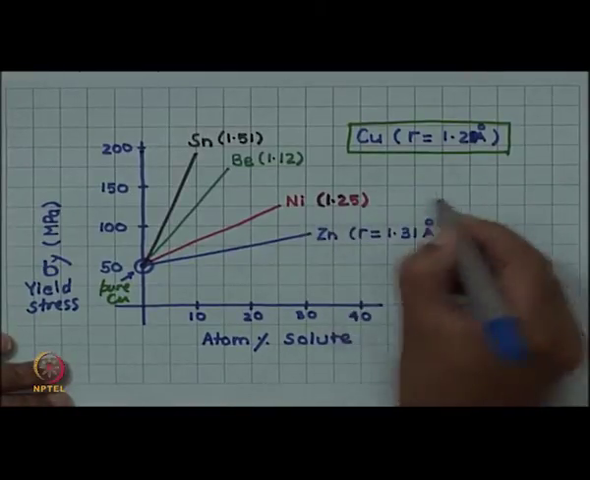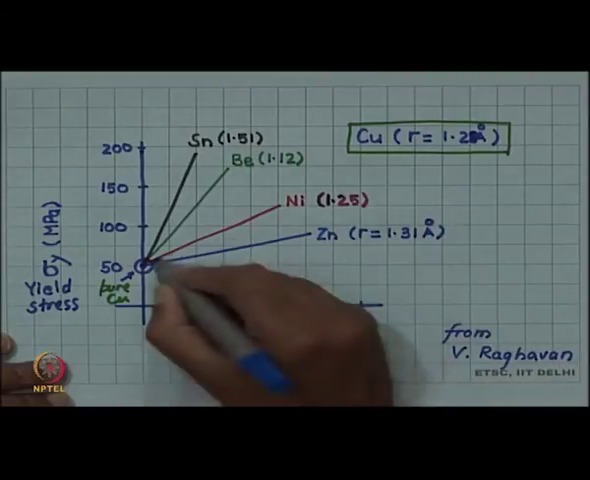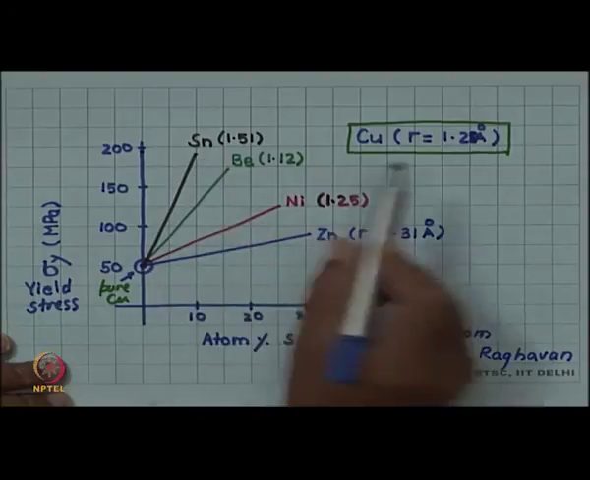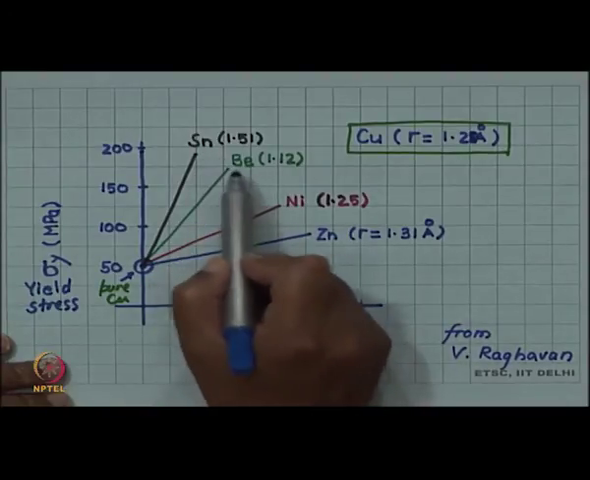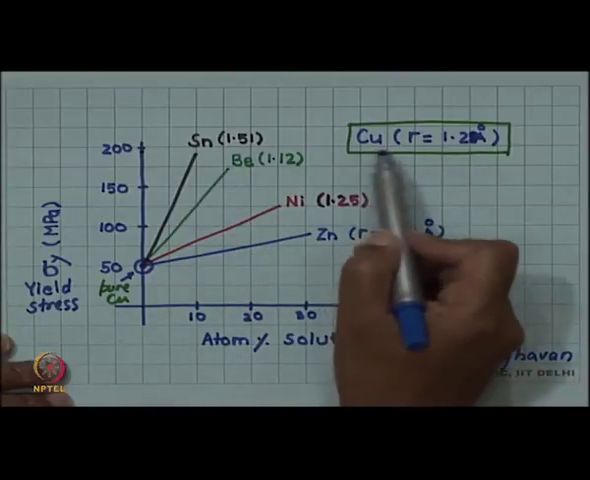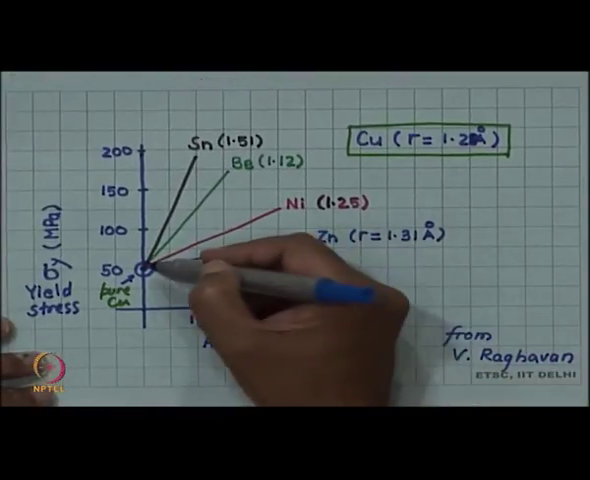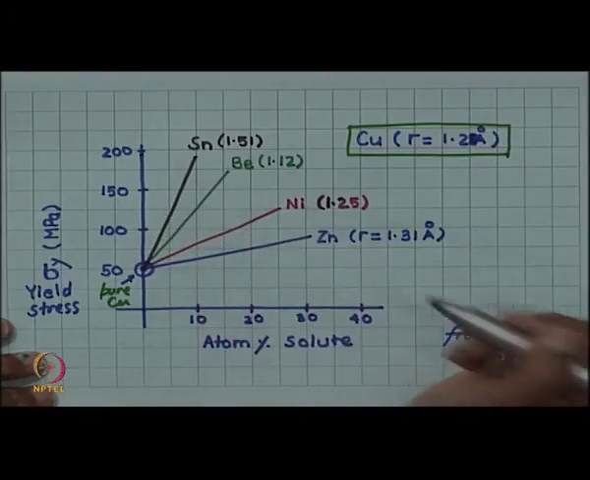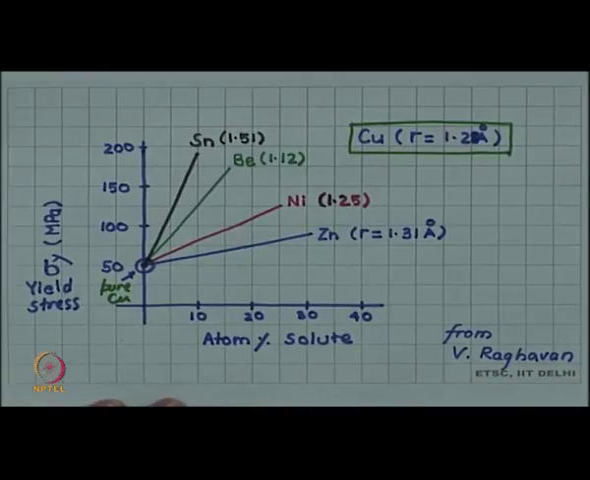However, if the radius ratio is small, the effect is small, the slope is small, whereas if the radius difference is large, as in the case of tin and beryllium, where the difference is more with the base element copper, then for a small amount of solute the hardening is much more. So, you can see how the solid solution hardening depends both on the size difference as well as the amount of solute.